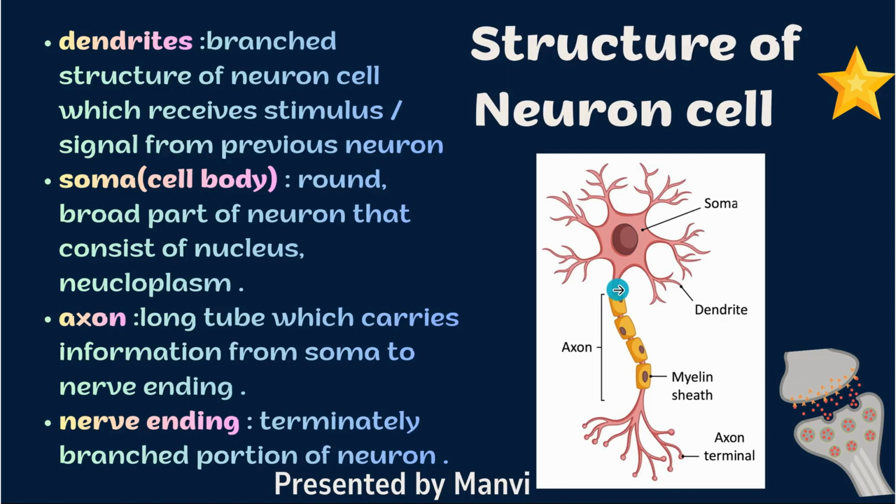Then it has axon. Axon is the long tube that carries information from soma to nerve ending. And it has a sheath called the myelin sheath. So if a neuron has a myelin sheath, it is known as a myelinated neuron, and if it doesn't have one, it is known as an unmyelinated neuron. At the end of the neuron, it has the nerve ending, also known as the axonal terminal, which is the branched portion of the neuron.